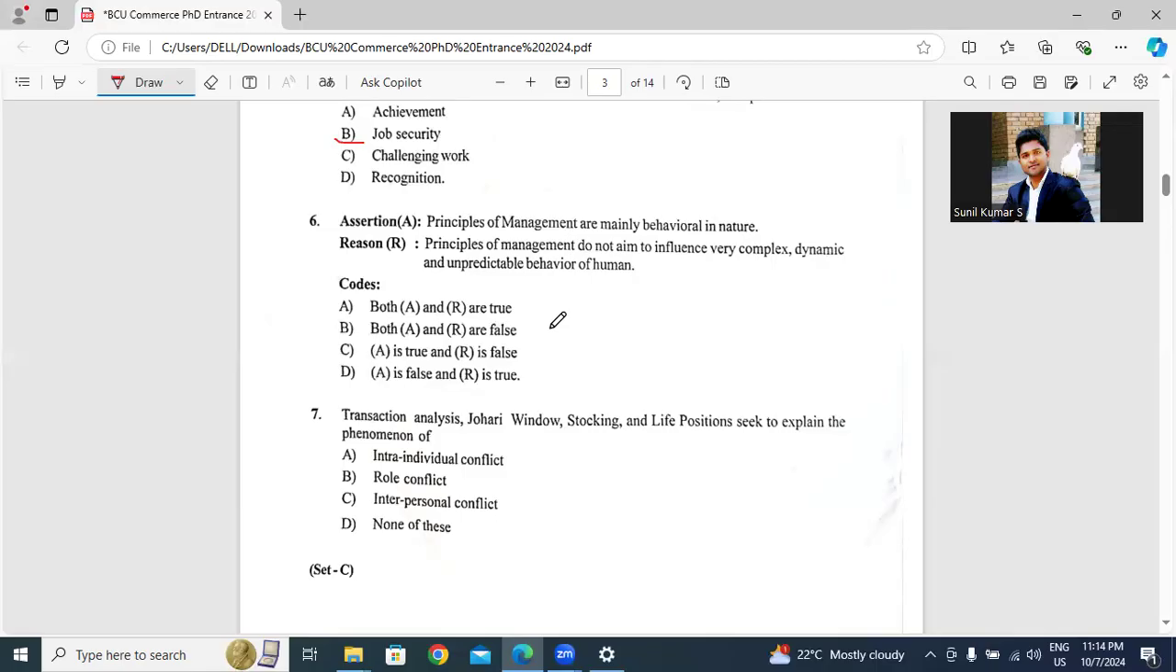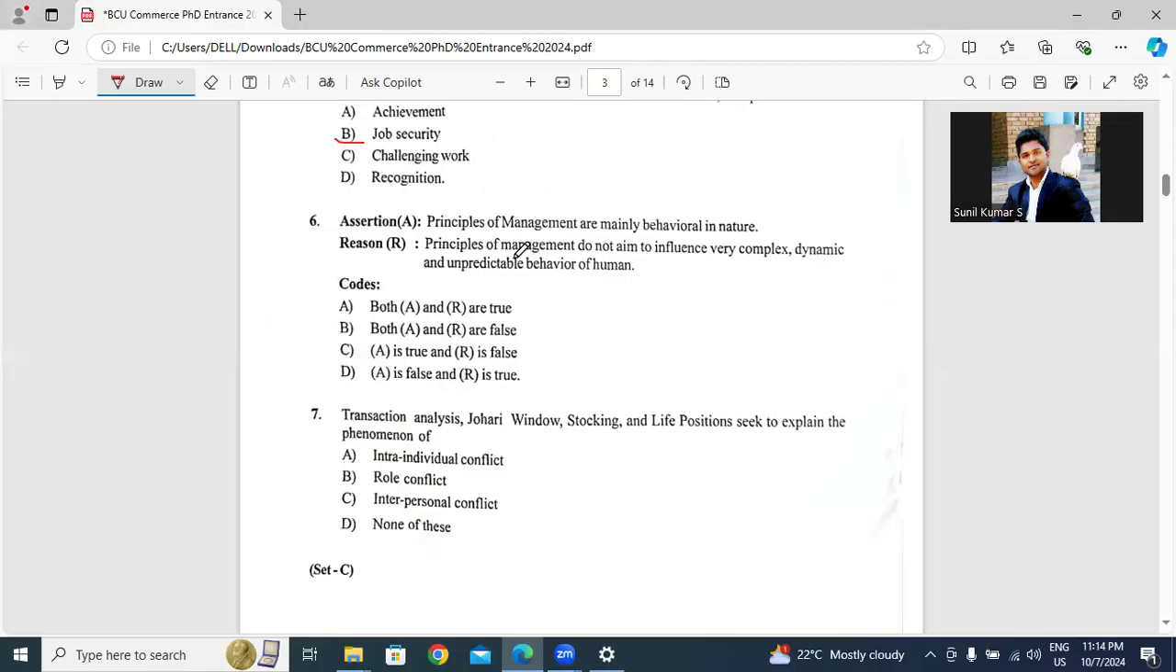Both assertion and reasoning are false. A is true and R is false, and A is false and R is true. Actually, the right answer is A is true and R is false. Why? Because principles of management are mainly behavioral in nature, but this is the assertion.